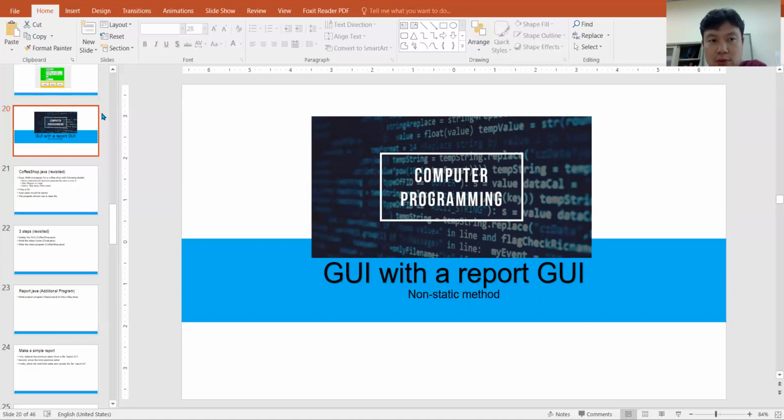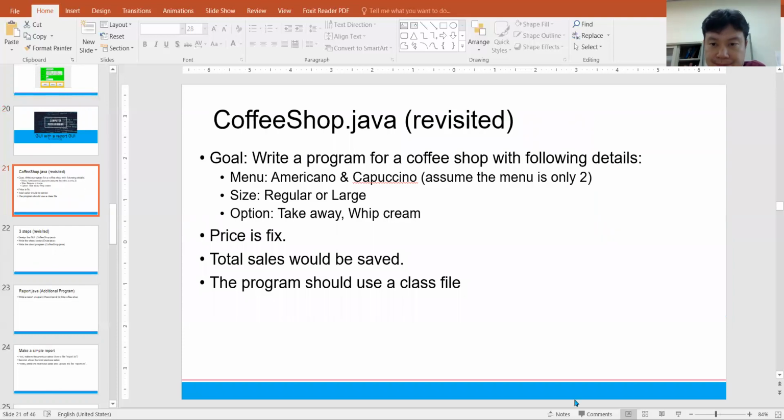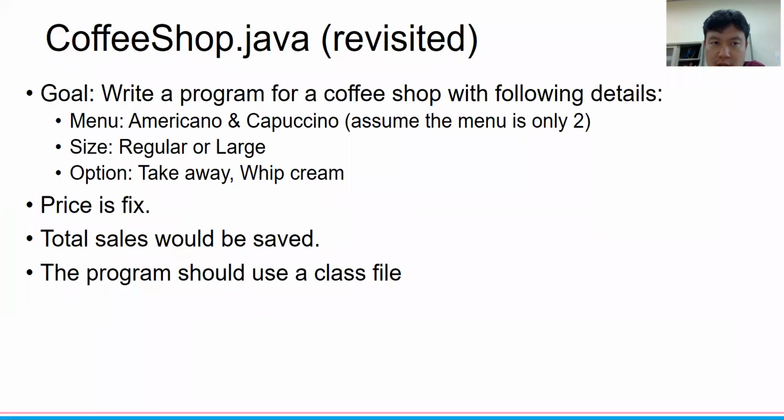For this video, I would like to teach you how to make a report. And what is a report? Let's see. In our previous video, we learned how to make the CoffeeShop.java. The goal of this Java program is to write a program for a coffee shop. It contains two menus, Americano and cappuccino, and two sizes, regular or large. There are also options whether you want to dine in or take away, and whether you want whipped cream or not. The price is fixed, and the total sales will be saved.